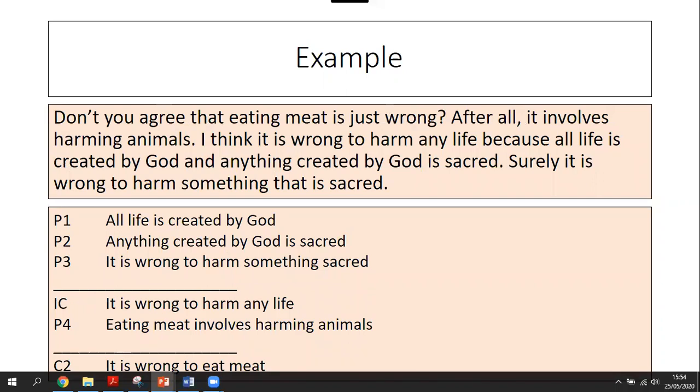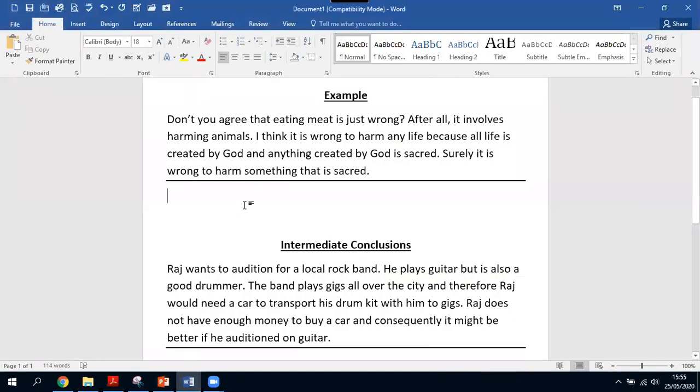Here's an example here. I've put the answers on here, but I'm going to show you how you actually get from this to this, because me just showing you this is useless. So let's go to my Word document. So here's our example argument here.